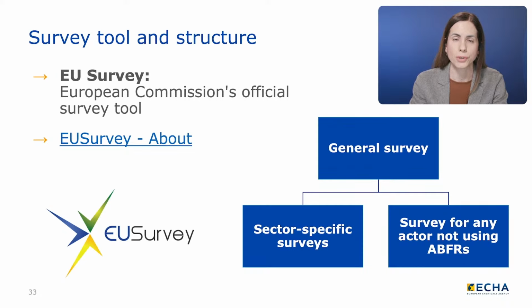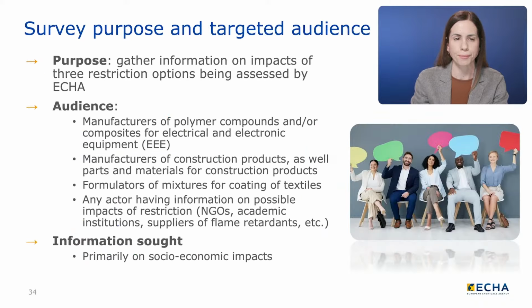The survey that is being used in this call for evidence includes 3 sections. There is the general survey, which is for all the participants. Then there are 3 sector-specific surveys, which are for the actors using ABFRs in their activities. And finally, there is a survey for any actor that is not using ABFRs, but that wishes to provide information about this restriction. The main goal of this survey is to collect information on the socioeconomic impacts of the 3 restriction options that are currently being assessed by ECHA.